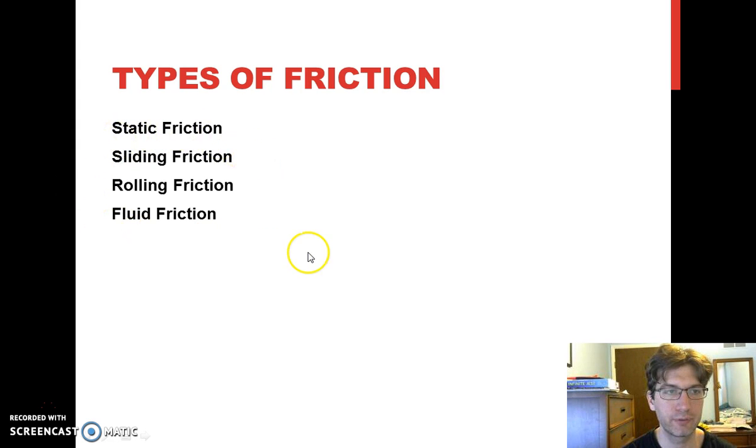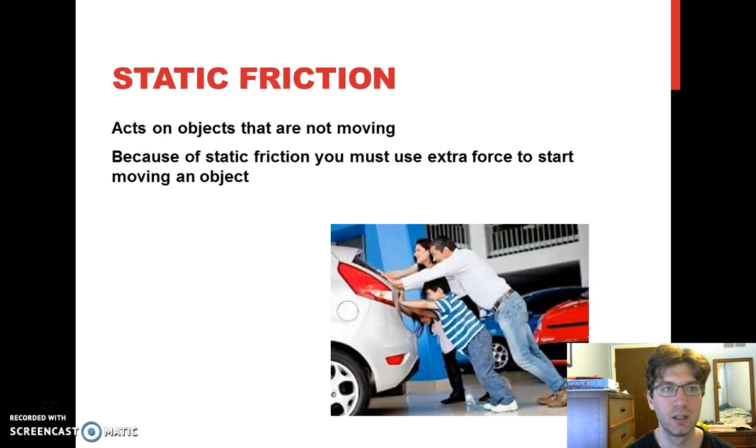The other three, the sliding, rolling, and fluid friction, are what we refer to as kinetic friction, and those are dealing with movement. So here we have motion for these three. In static, we do not have motion, so our object is at rest for static friction. So static friction acts on objects that are not moving, just like the word static means. Because of static friction, you have to exert extra force to start an object moving.